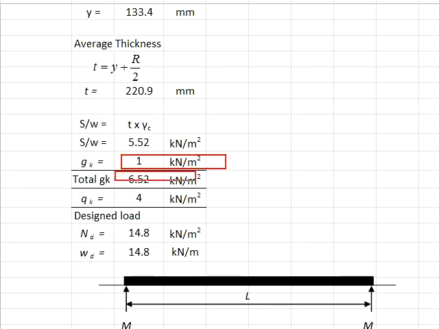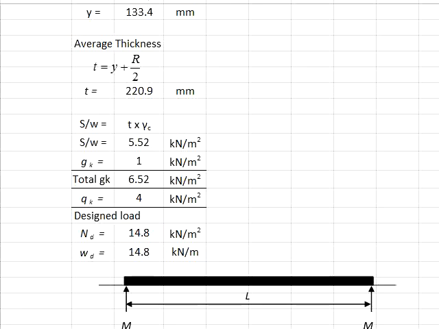The total GK will be 6.52 kN per meter square. The QK given is 4 kN per meter square. Now you are to calculate the design load. It is calculated by multiplying the GK with the factor of safety 1.35 plus QK times 1.5. That will give you 14.8 kN per meter square.